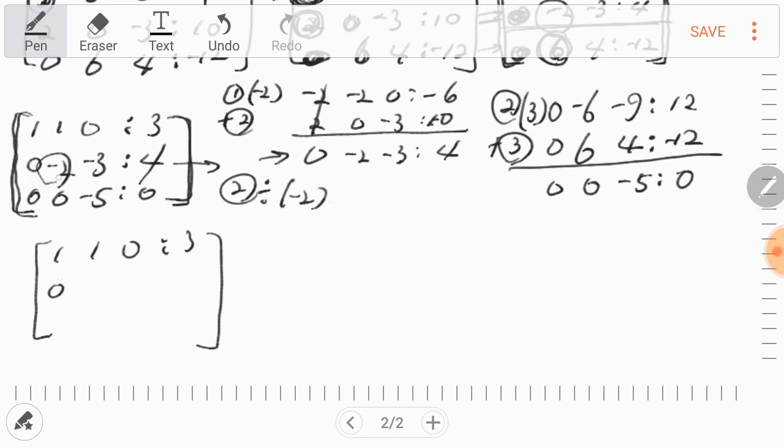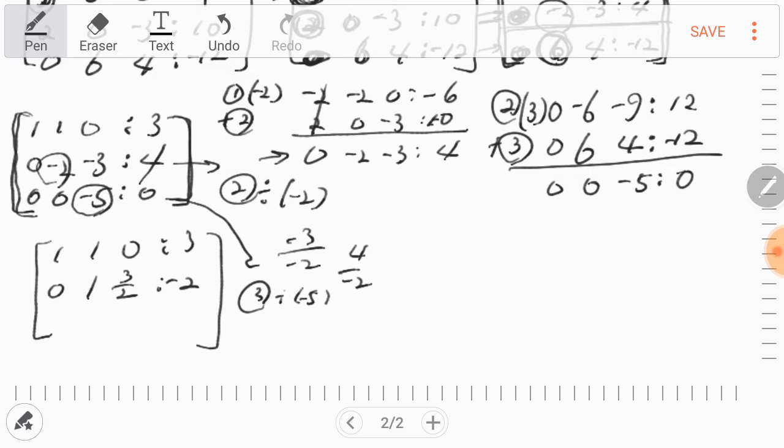So negative 2 divided by negative 2 is 1. Negative 3 divided by negative 2 is 3 over 2. And 4 divided by negative 2 is positive 2. Sorry, negative 2. How about the third row? Third row, we will make this one 1. So why don't we divide the third row by negative 5? So 0 divided by negative 5 is still 0. Negative 5 divided by negative 5 is 1. And 0 divided by negative 5 is 0.